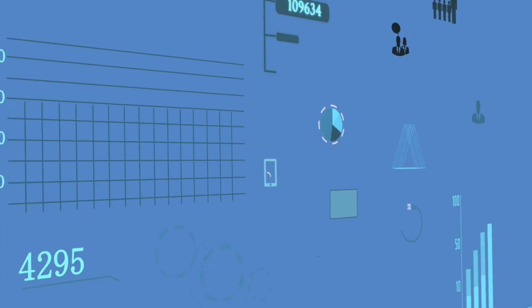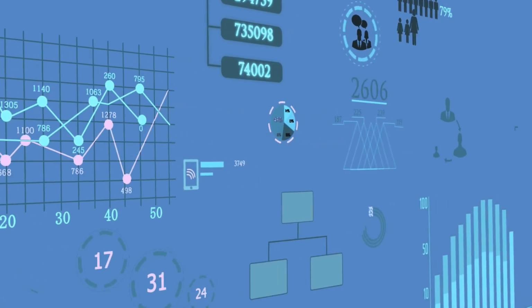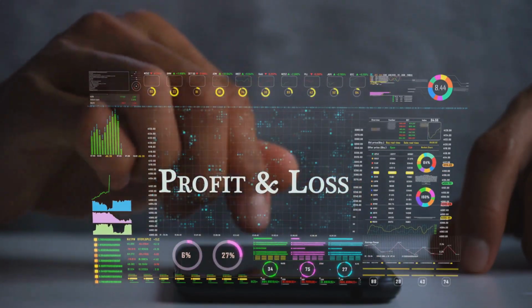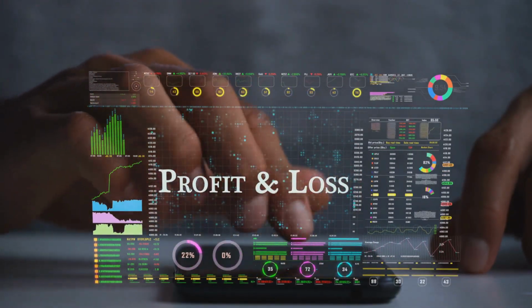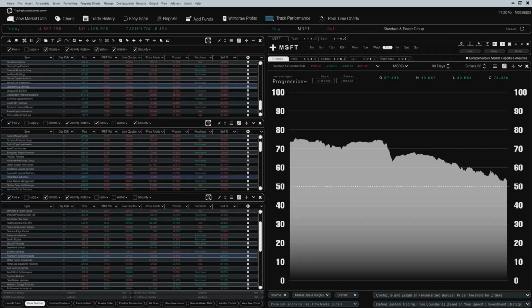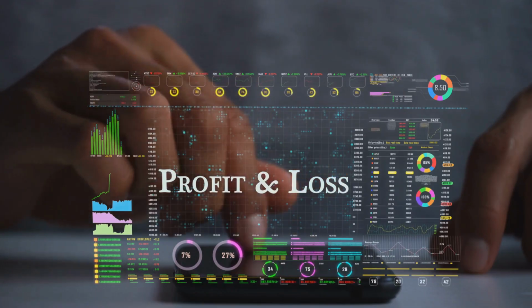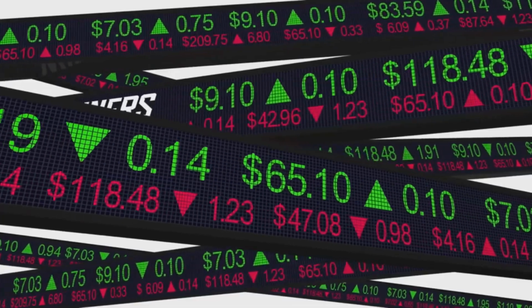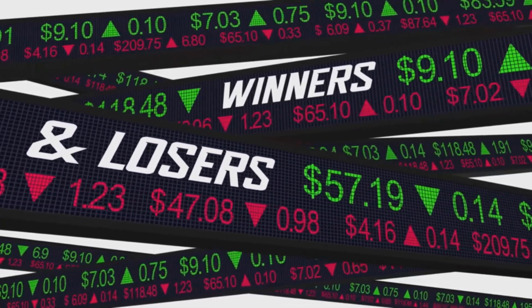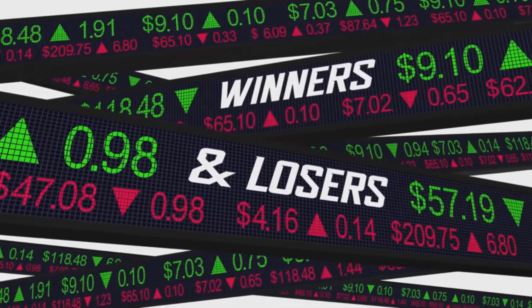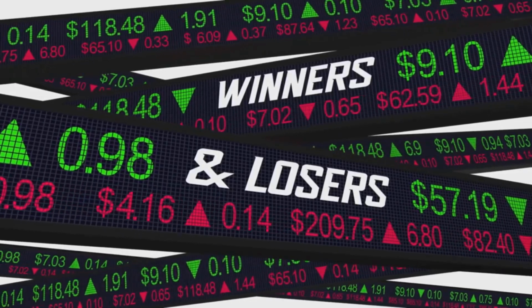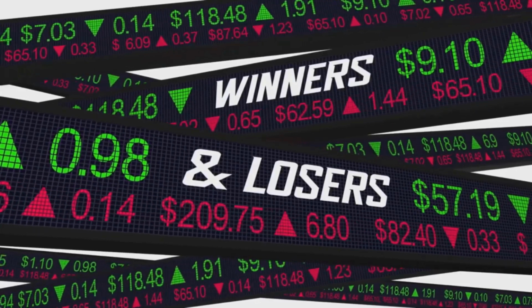So, while win rate is good to know, it doesn't tell the whole story. This brings us to a much more important number, the profit factor. The profit factor is calculated by dividing the total money made on winning trades by the total money lost on losing trades. For example, if your bot made $10,000 on its winners and lost $5,000 on its losers, your profit factor is 2. 10,000 divided by 5,000.